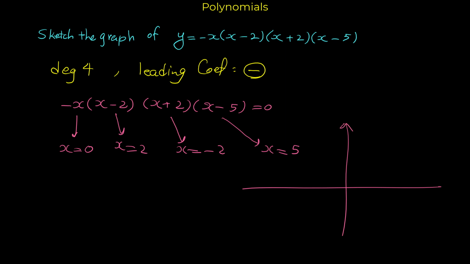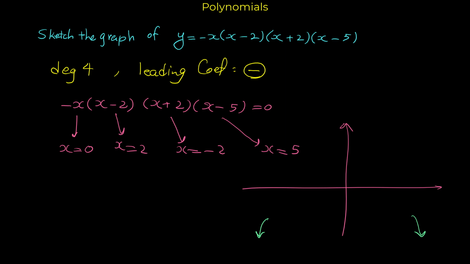We draw the x-axis and y-axis. The leading coefficient is negative, the degree is 4. When the degree is even, the two ends are going in the same direction. But because the leading coefficient is negative, we know that the left end and right end are going down in the third and fourth quadrants.